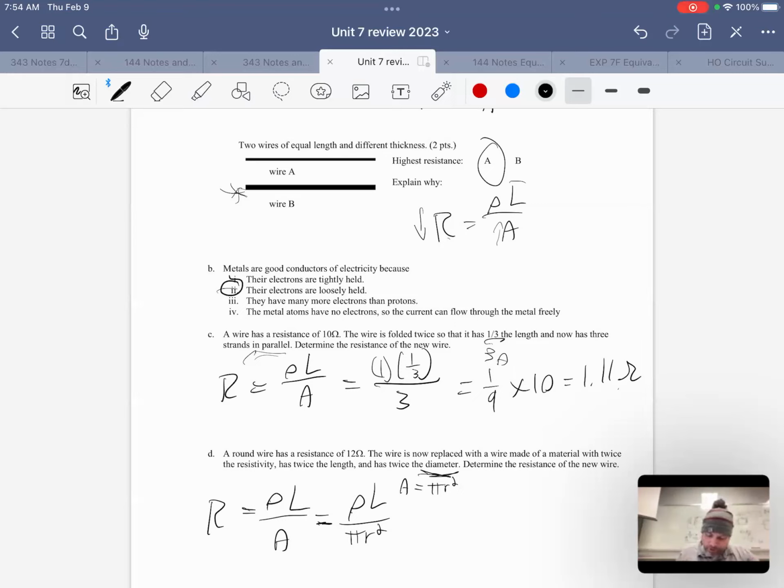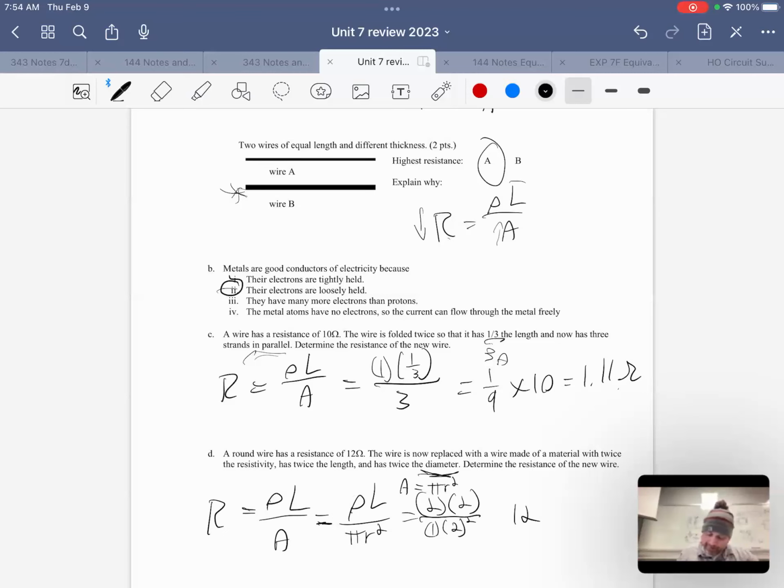The round wire has 12 ohms. So we're going to multiply 12 times something. The wire is now replaced with a wire made of material with twice the resistivity. So we're going to add a 2 in for that one. So we double the resistivity, twice the length, and twice the diameter. And here's the tricky part. This is pi. Pi doesn't change. R, though, is now twice what it was, and that's squared.